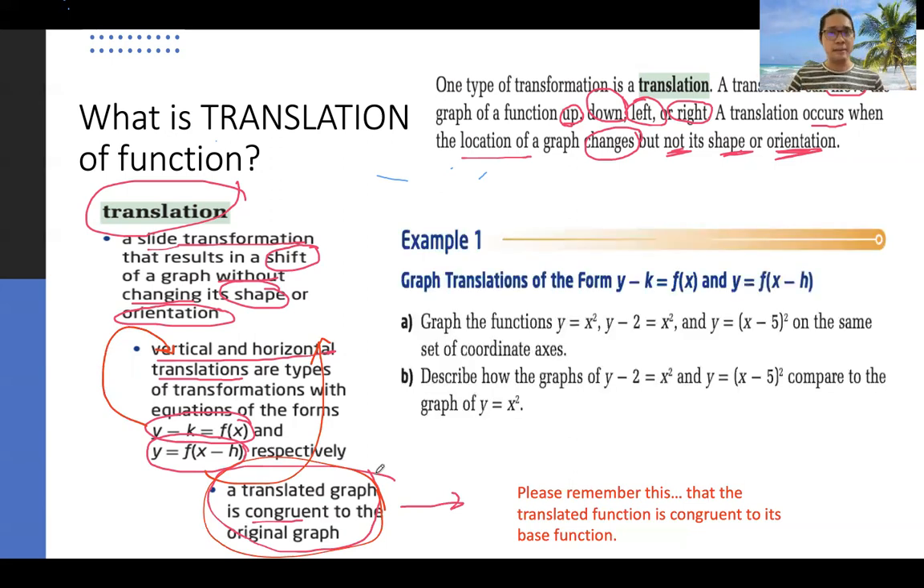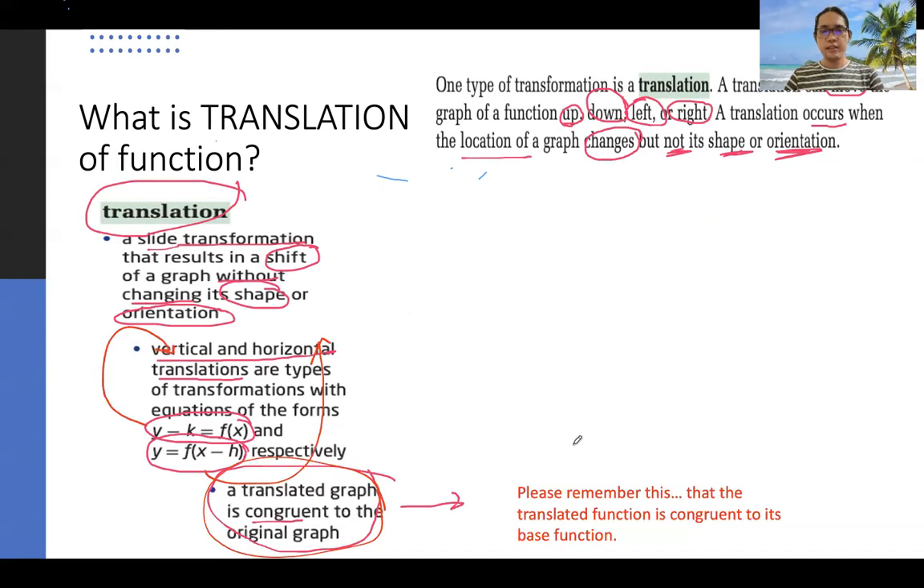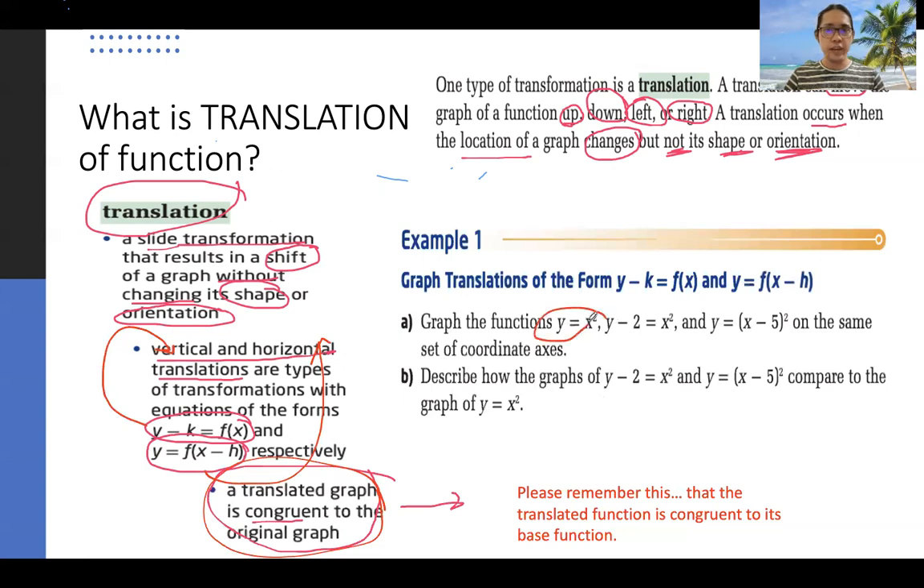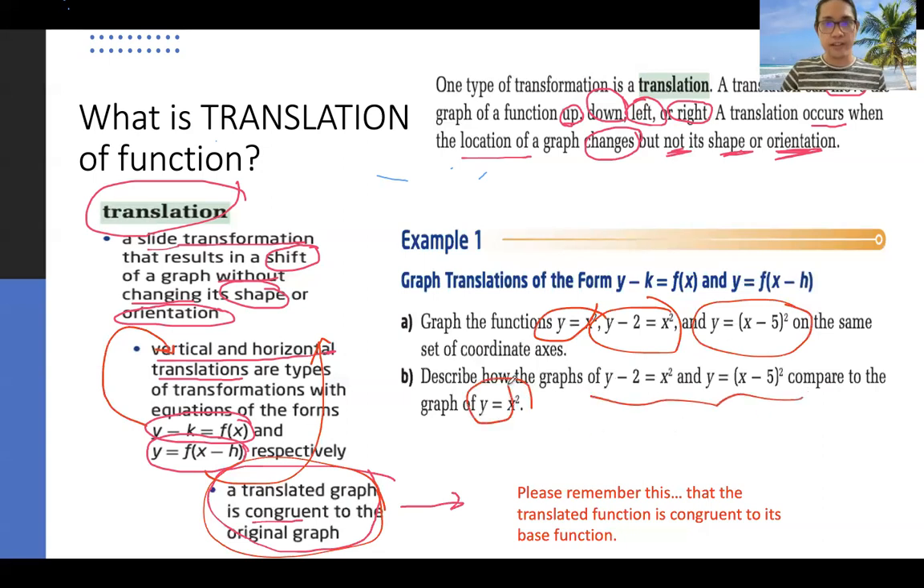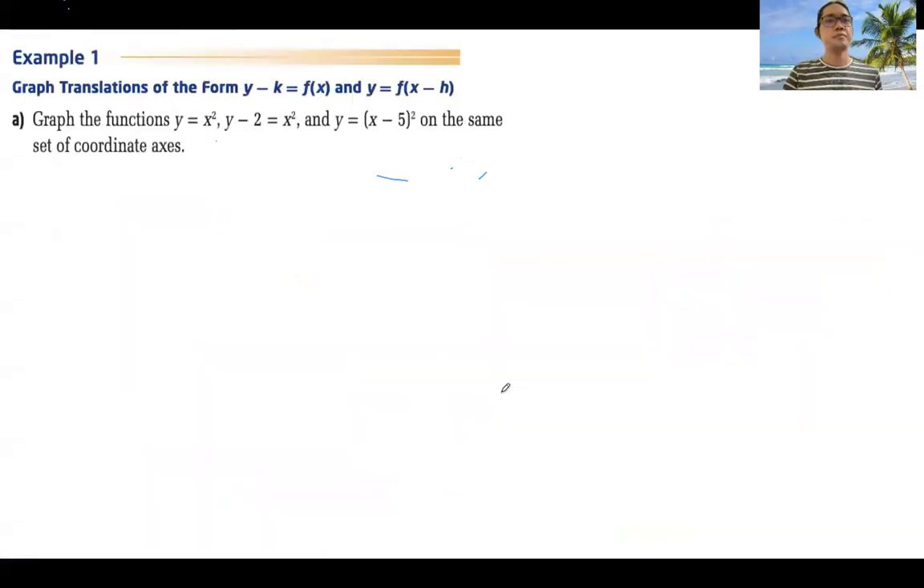And of course, let's have an example. Here we are going to graph the function y = x², the parent function, and also these other functions. Describe how their graphs compare to y = x², which is our original function. I hope you can follow.